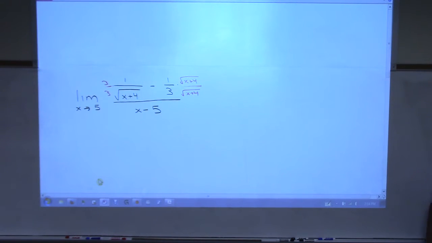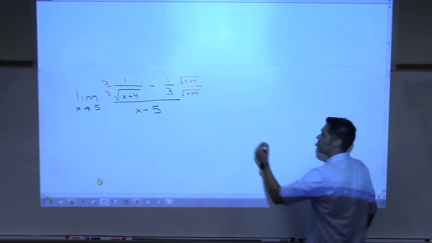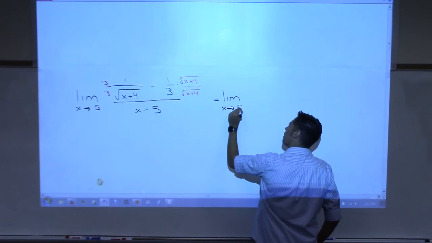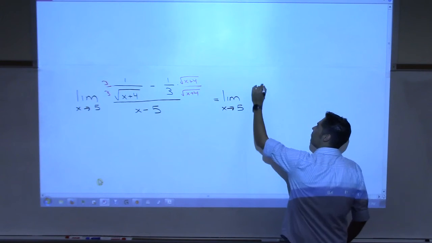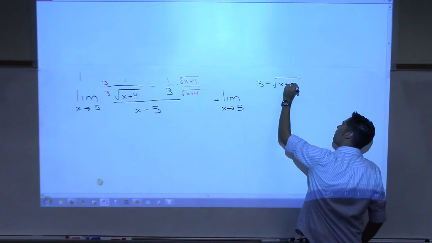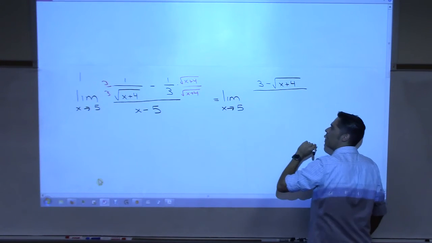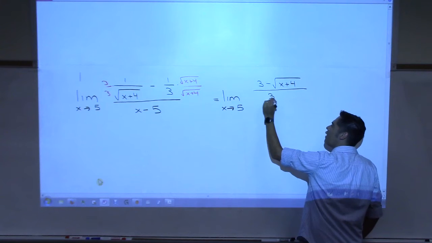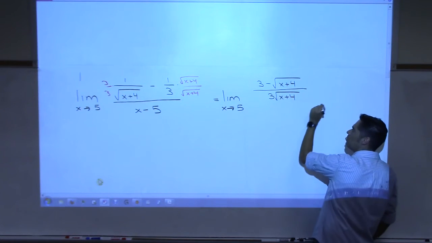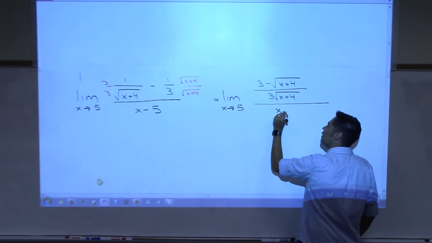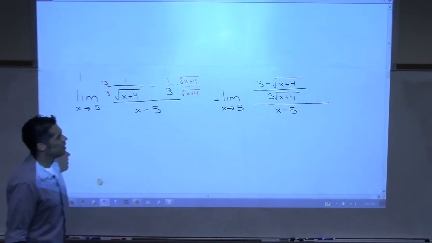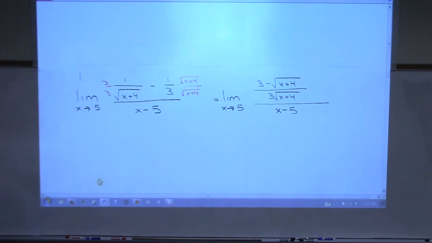All right, well, next line, limit again. 3 minus root x plus 4 over, now be careful on here, it's 3 times root x plus 4, which is not the same as 3 minus. And then all of that over x minus 5. That looks pretty ugly, right? So any questions on how I got that?